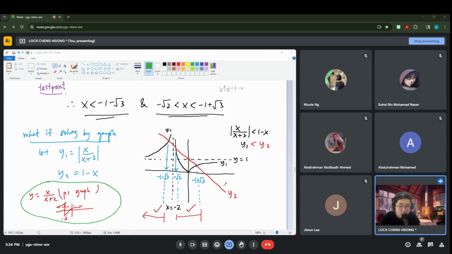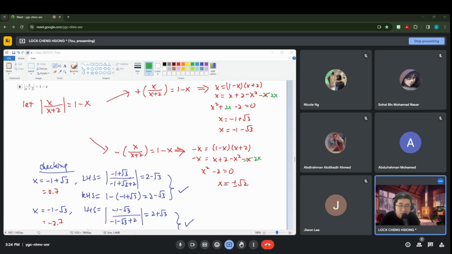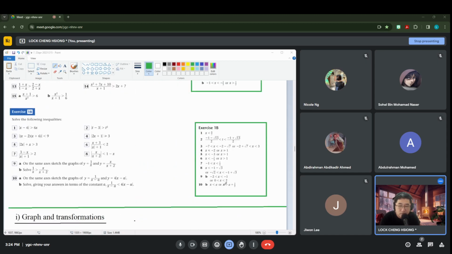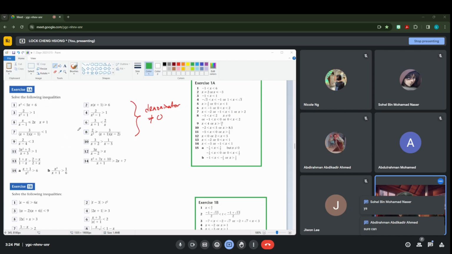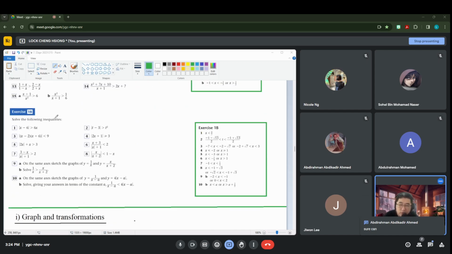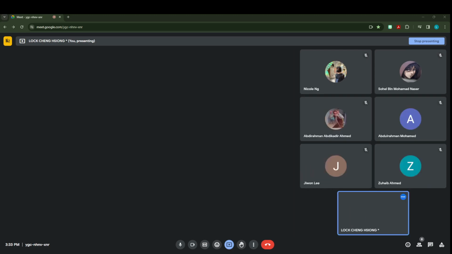Do you need to try some questions yourself? Okay, so the 1A is without modulus. The 1B is with modulus. When it involves modulus, everything becomes harder, as you can see. Just now the question that I did is question 8. You can try from question 1 of 1B. You can try first. Later, if you get it, you can snap a picture and send it to me, and we can discuss about it.